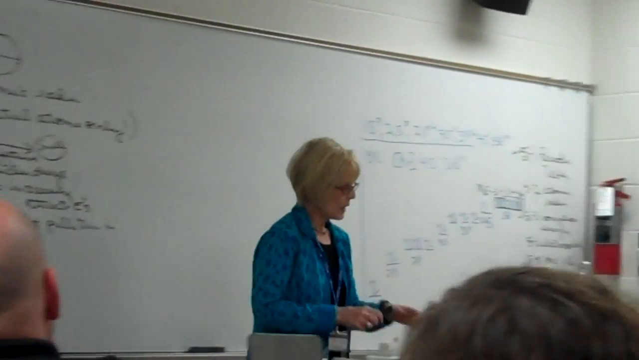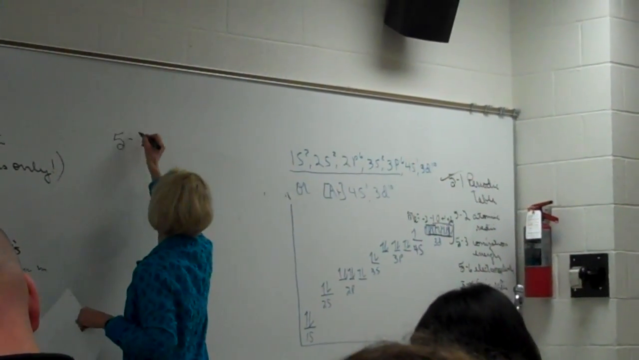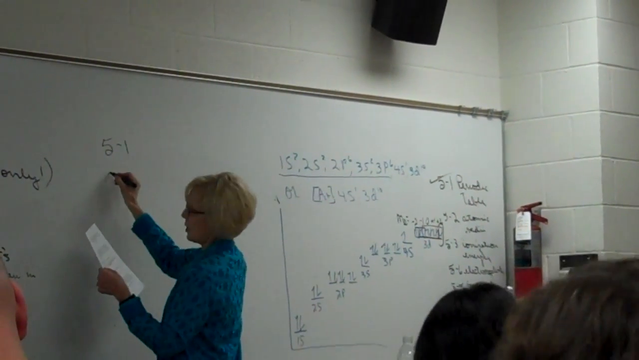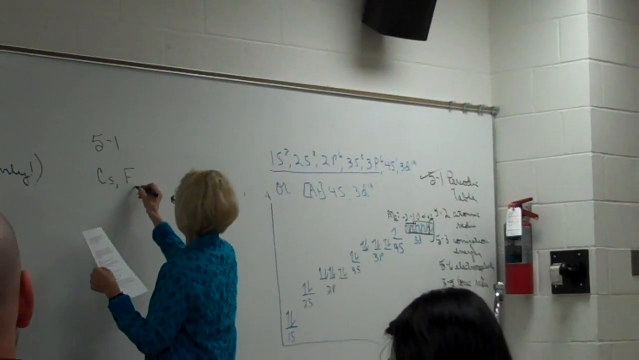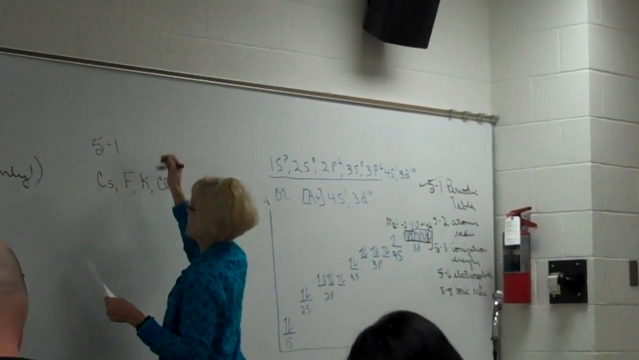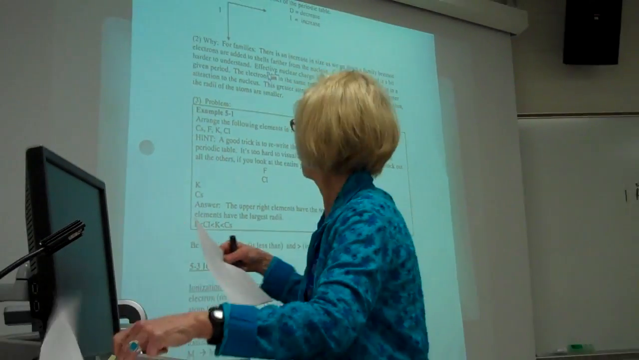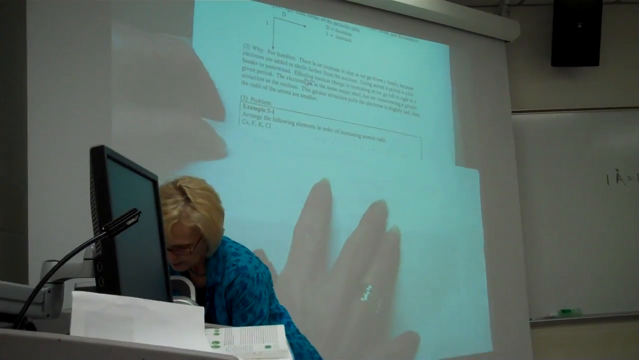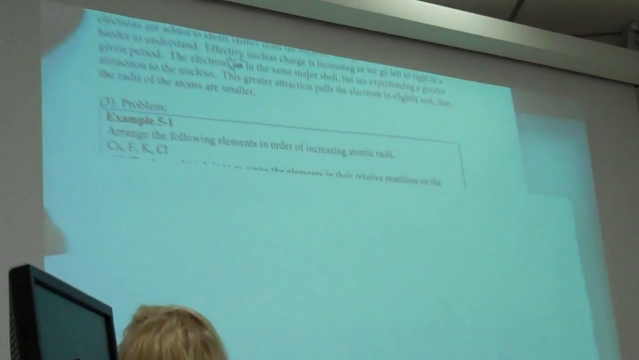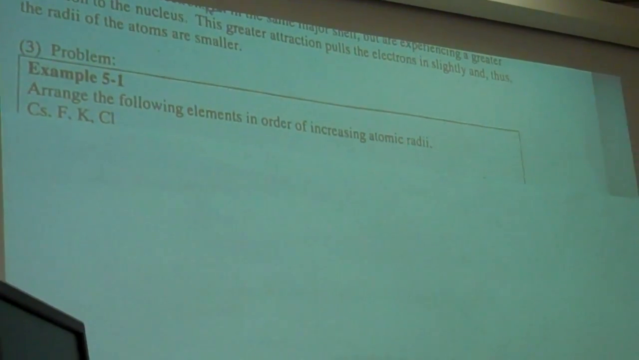Okay, we're ready for level 3, and this is a question. It's problem 5-1 in your chapter. It says you have cesium, fluorine, potassium, and chlorine. And the question is, why don't I put it up here so you can actually see the wording. Let's look just at 5-1. Let's look at the wording there.